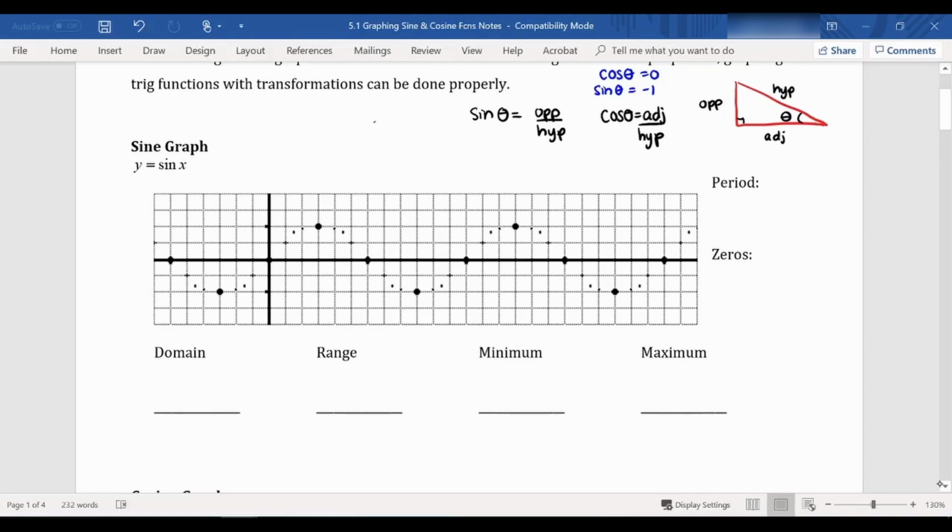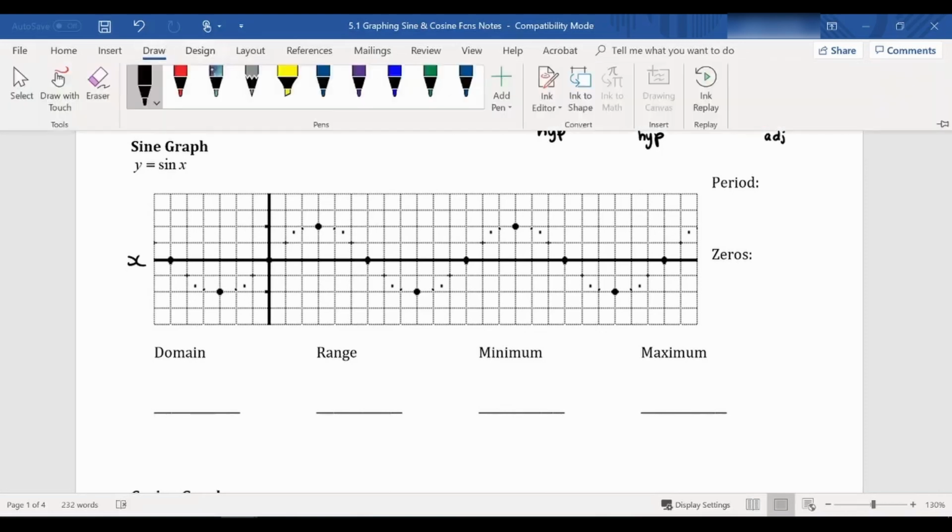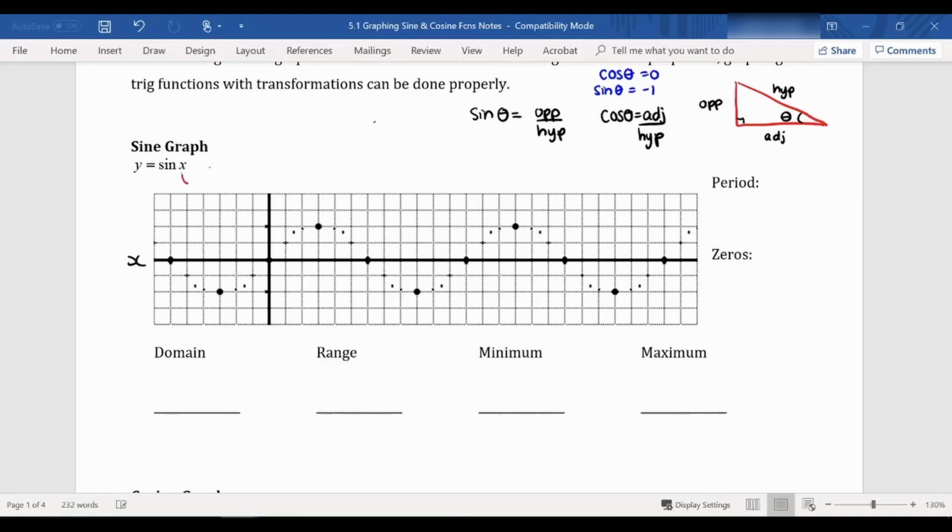So when we graph these, what we're really doing is we're graphing y equals sine x or y equals cosine x. So again, we have our usual x-axis. So those are all angles that we're plugging in. Okay, and y would be all of our ratios. So things like 1 over 2, root 3 over 2, all of those things that we saw in chapter 4.